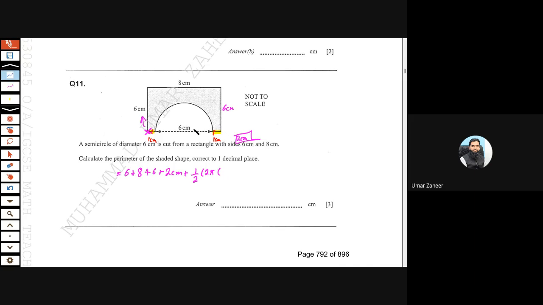The diameter is given. The radius is the diameter divided by 2, that will be 6 divided by 2, that will be 3. So we have to substitute the value 3 here. So the 2 will be cancelled out. Please add all of these values.